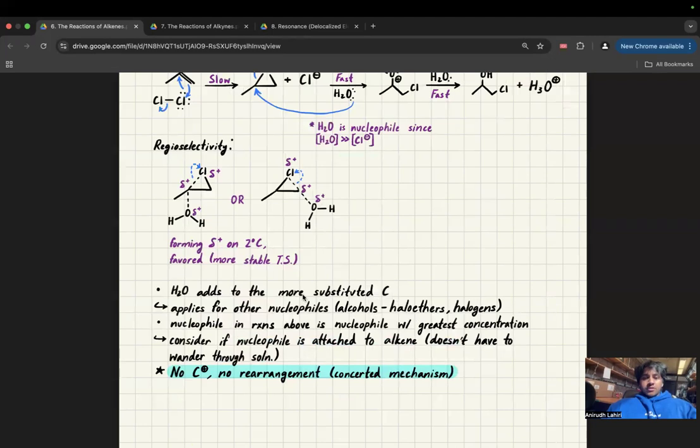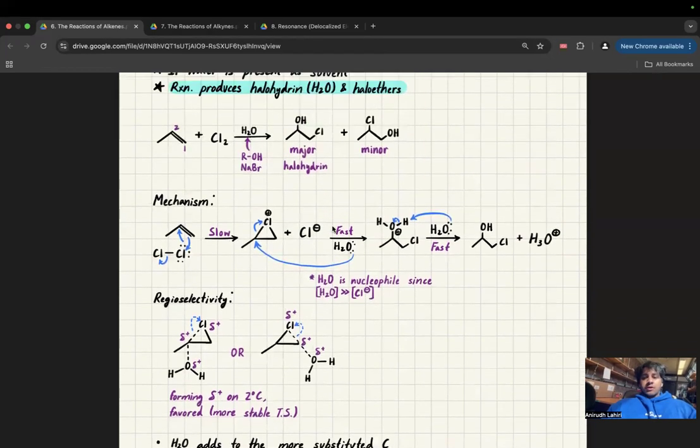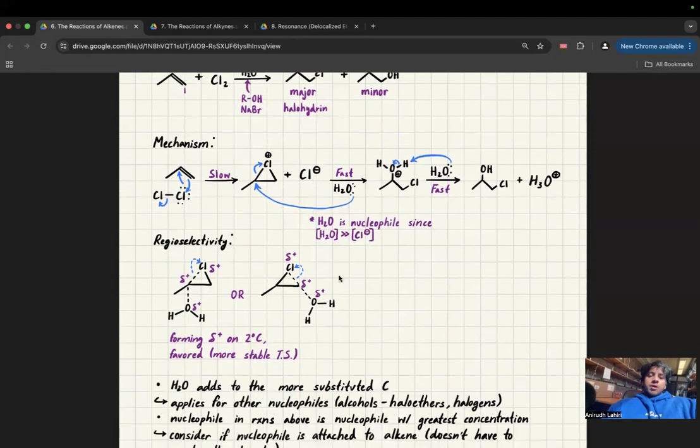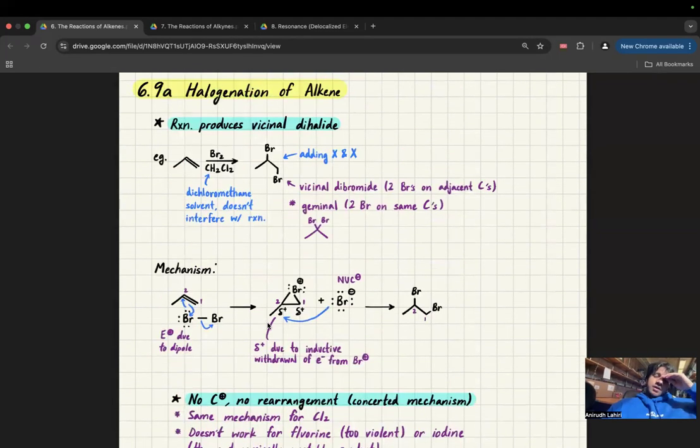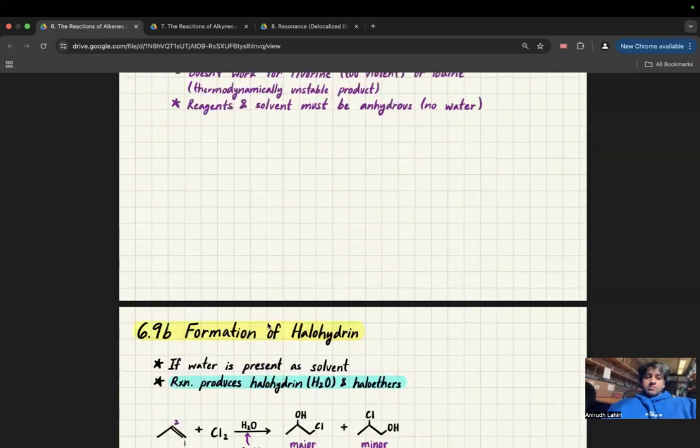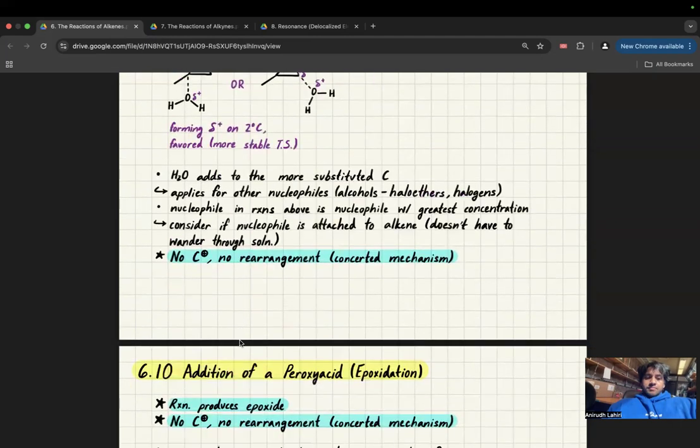Alcohols, haloethers, halogens. The nucleophile in the reaction above is nucleophilic because it's in the greatest concentration. So if you think about what's going on here, this is in water, right? So there's millions and millions and millions of water molecules versus only one equivalent of this reagent, right? So probability says that if we have water, the water is going to attach here. Okay. So that's why it's just a probability effect. There's just going to be so much more water than there's going to be Br2. So it's just more likely to happen.